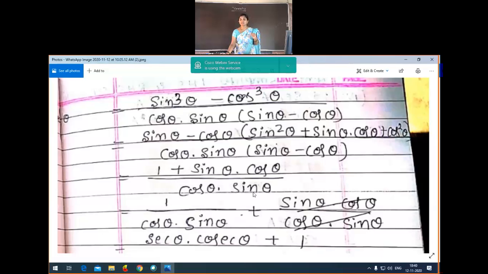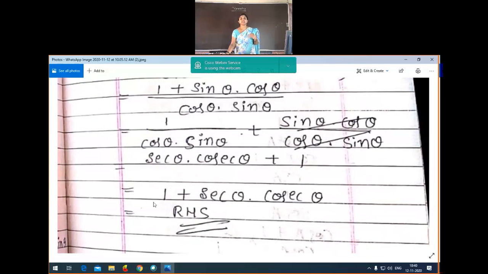So 1 plus sin theta into cos theta divided by cos theta into sin theta, it indicates that this is 1 divided by cos theta into sin theta plus sin theta into cos theta divided by cos theta into sin theta. Let us make it separate. Then 1 by cos is secant theta, 1 by sin is cosec theta, plus here sin theta into cos theta divided by cos theta into sin theta get cancelled, 1. So the answer is 1 plus secant theta into cosec theta. Hence we got the RHS.